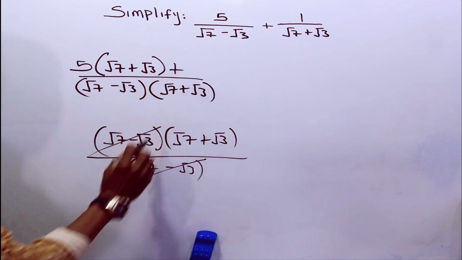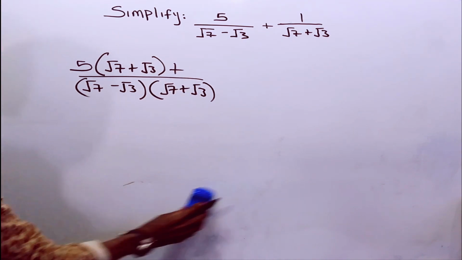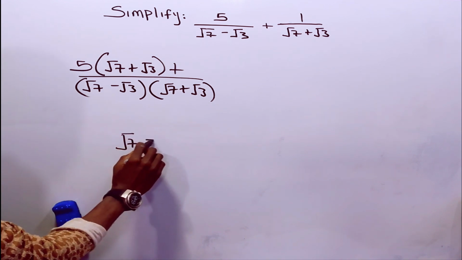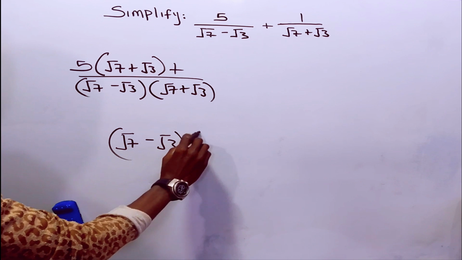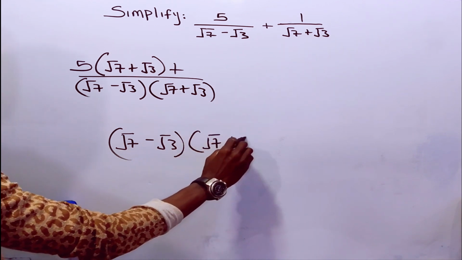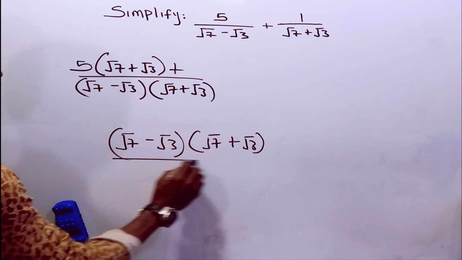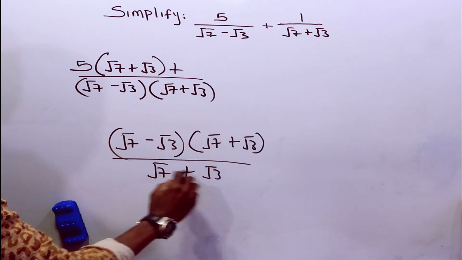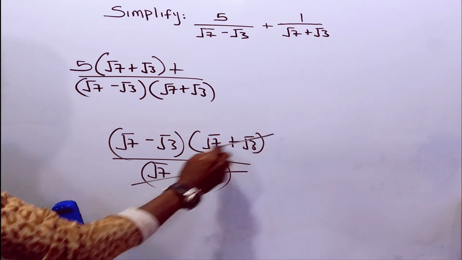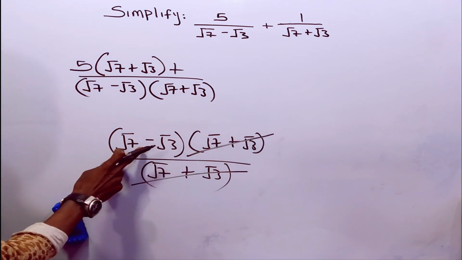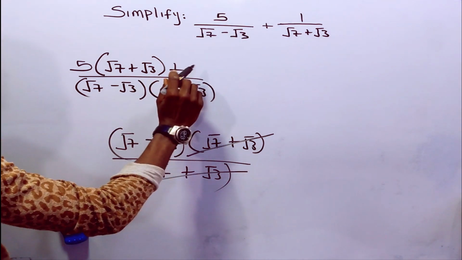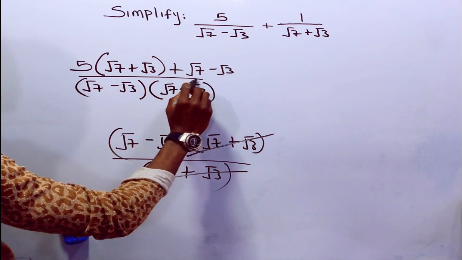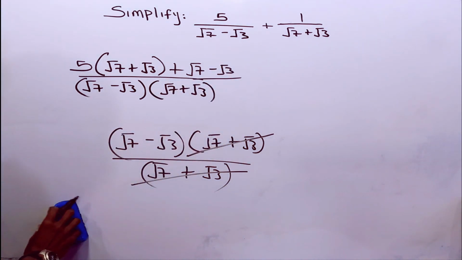Now, plus also the same LCM, which is root 7 minus root 3, root 7 plus root 3. We'll also divide the second denominator here, which is root 7 plus root 3. Now this will cancel this, so that we'll be left with this. And root 7 minus root 3 multiplied by 1 is still root 7 minus root 3.